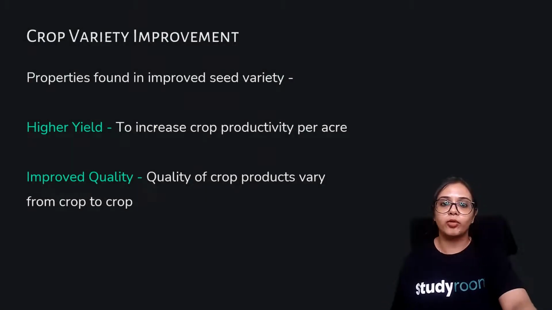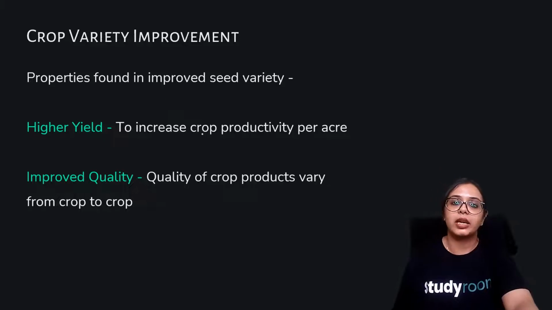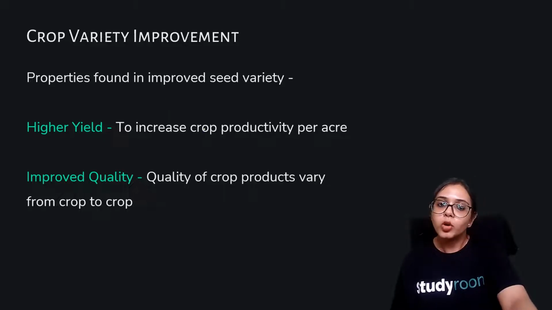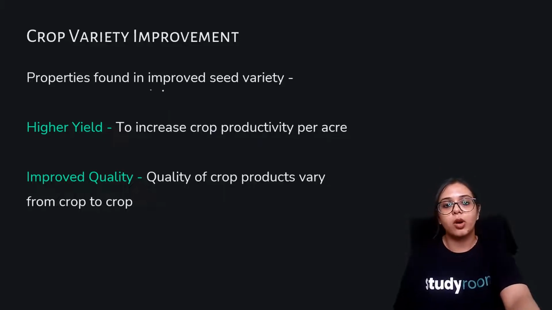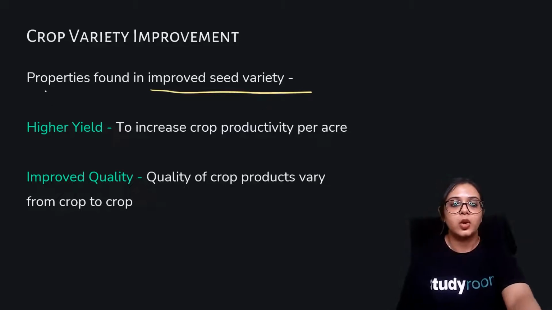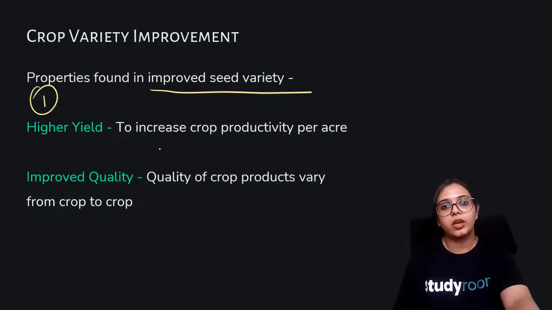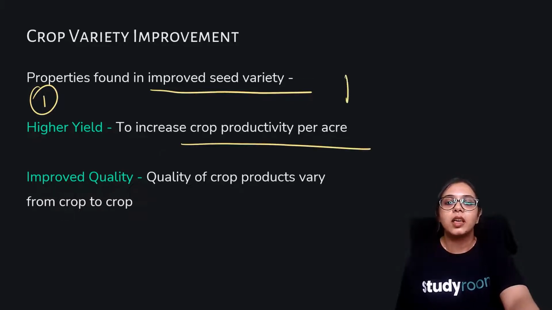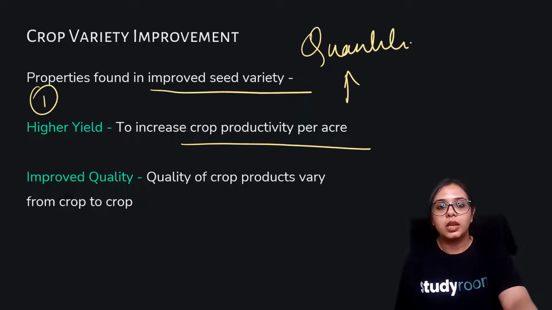Properties found in improved seed varieties. So we have had a look at a few measures that we can take so that the crop variety can be improved. But what do we get after we have gotten these improved seed varieties? We are getting higher yield. So we are getting a greater amount of crops per acre. The crop productivity per acre is increasing. We are getting more products, meaning the quantity is being increased.